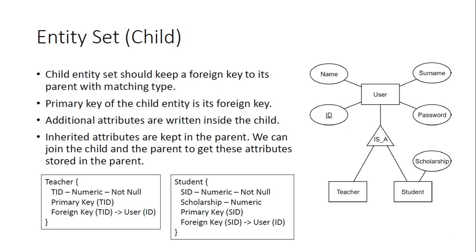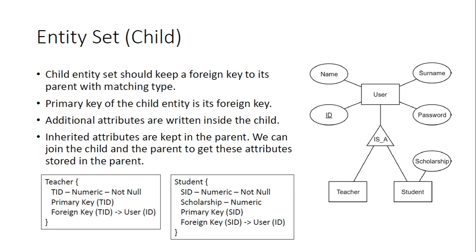While we go into the tables, in the child entities, we keep foreign keys that reference the primary key of the parent. So for example, I have the teacher and student child entities, and for the table of the teacher, I need some foreign key that is going to reference the primary key, which is the ID of the user, the parent entity set. And the name of that attribute inside the teacher table is not that important. What's important is that any attribute that I store in the teacher table is going to refer to the ID of the user. So we decided to have TID in the teacher.